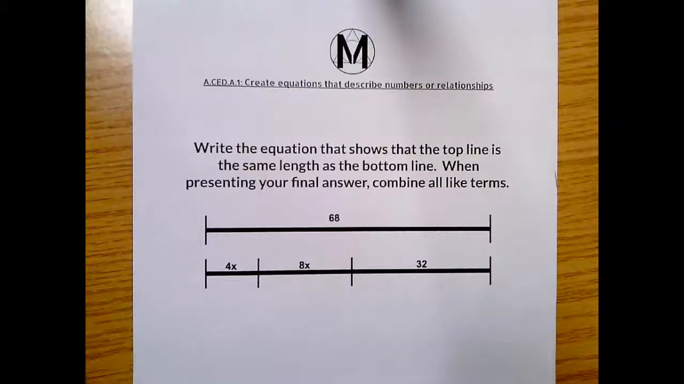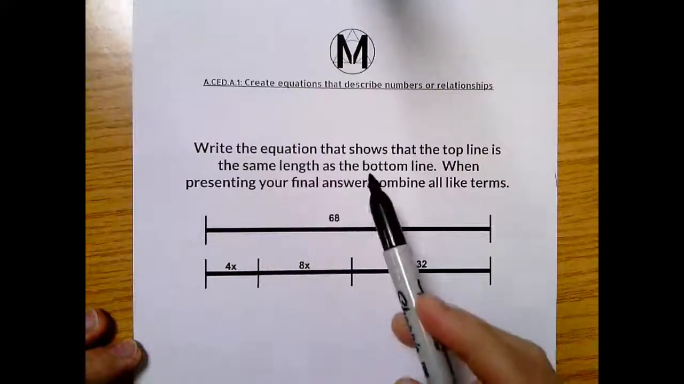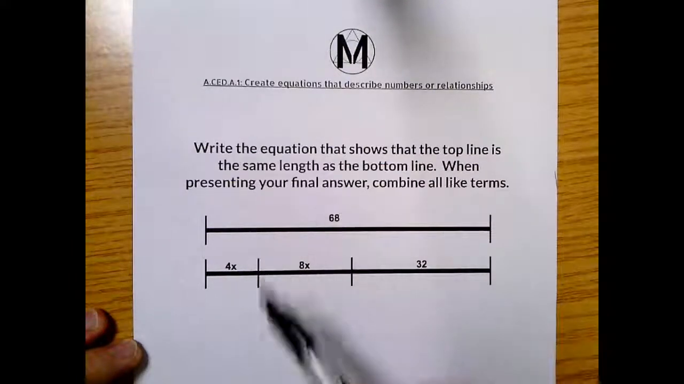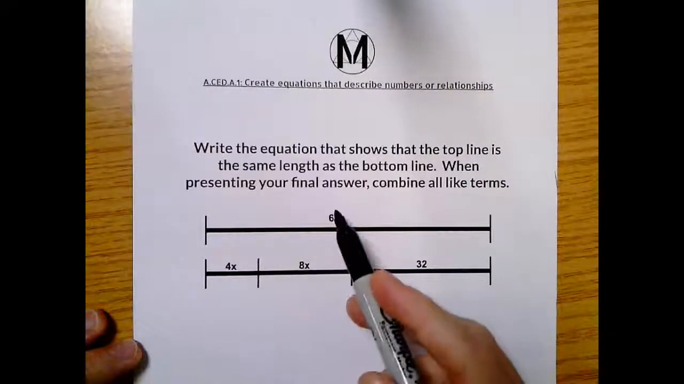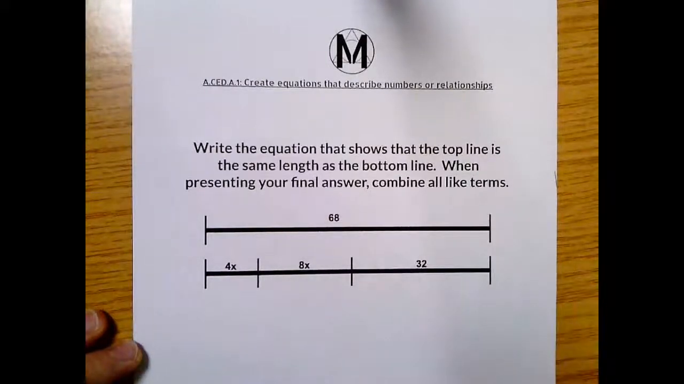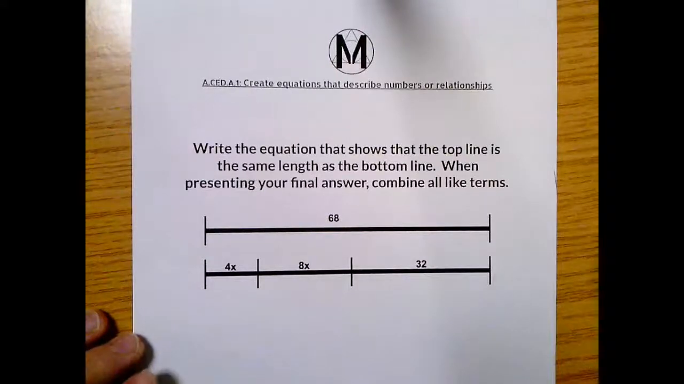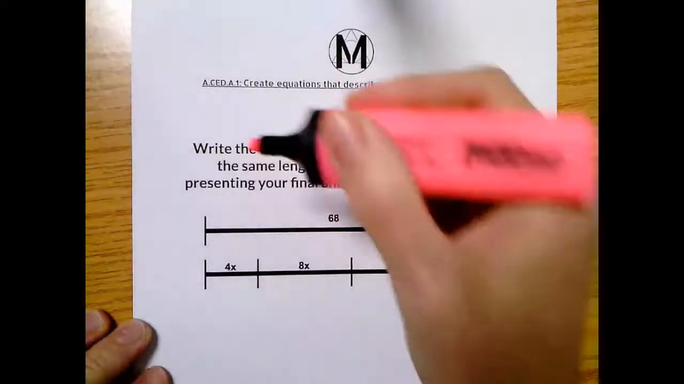Alright, let's do some Mathity-Math. It says here, write the equation that shows that the top line is the same length as the bottom line. When presenting your final answer, combine all like terms. Okay, so pretty straightforward. As always, I think it's important to think about what we're doing here.